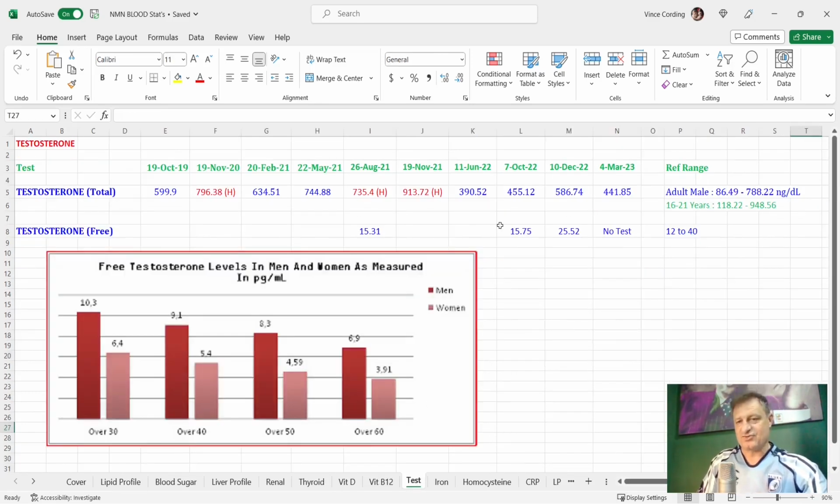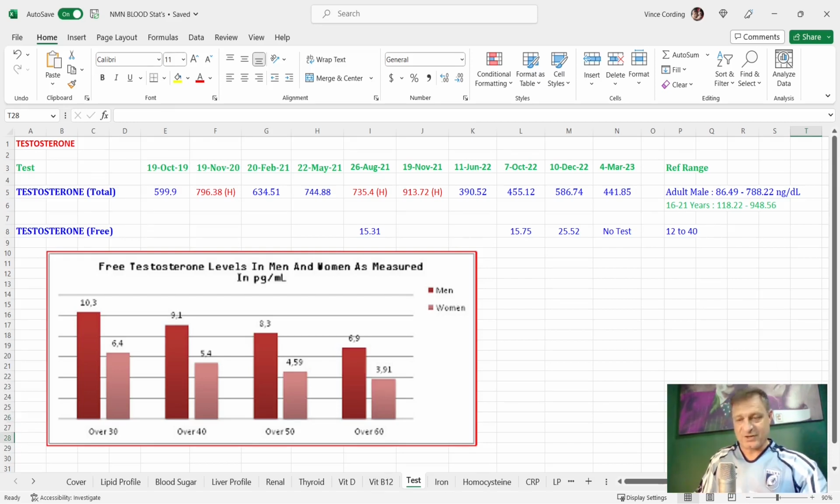Testosterone, my total testosterone is down from 586 to 441. That said, it's still well within the range, although the range is from 86 to 788, which is a large bracket. And I've heard Andrew Huberman criticizing this quite a lot, saying that there needs to be a smaller bracket and there needs to be more age groups as well. You can see here for someone who's 16 to 21, their bracket is 118 to 948. So technically at 441, I've got the testosterone of someone between the age of 16 and 21, which I think is ridiculous.